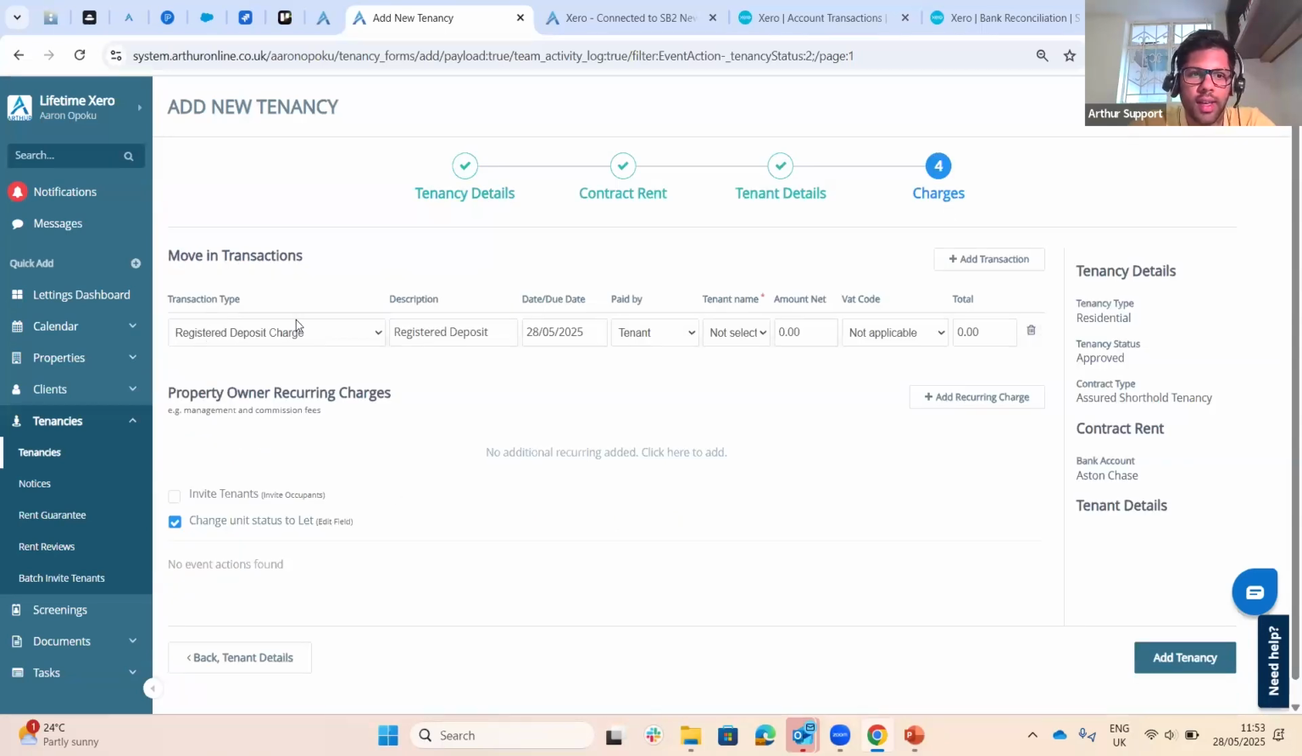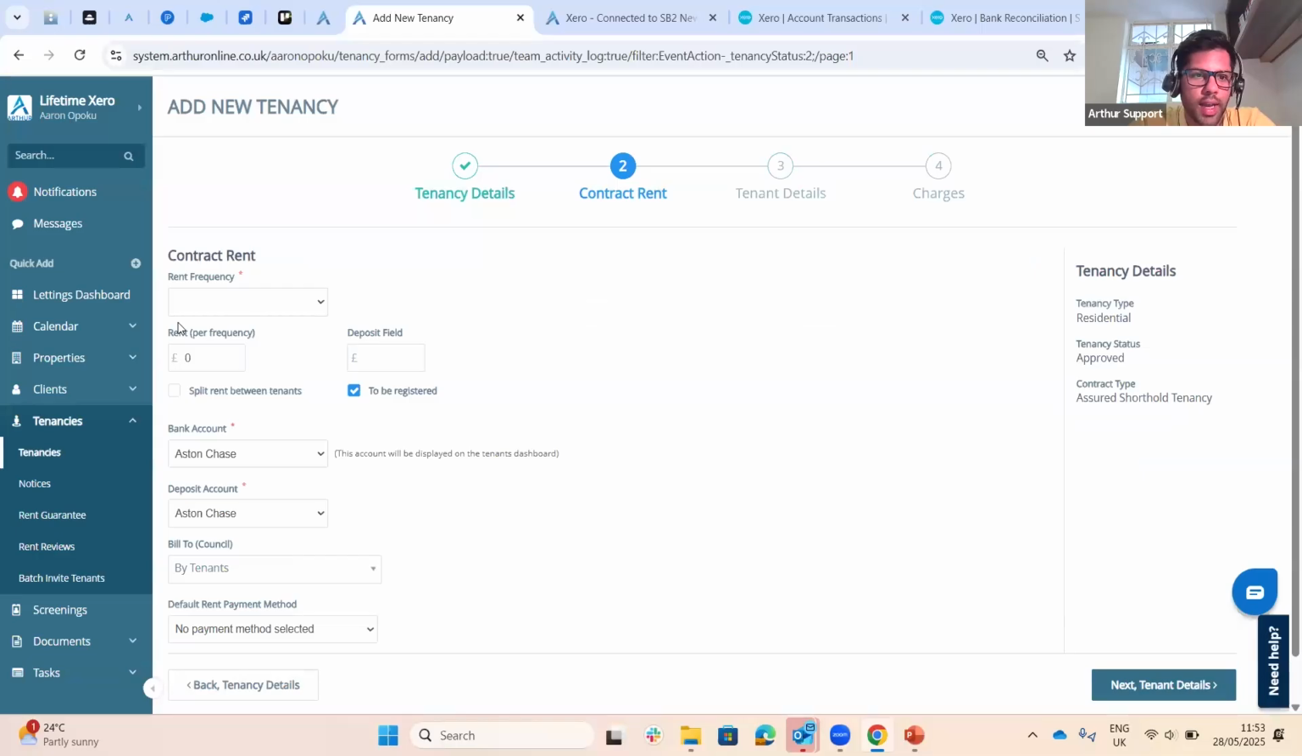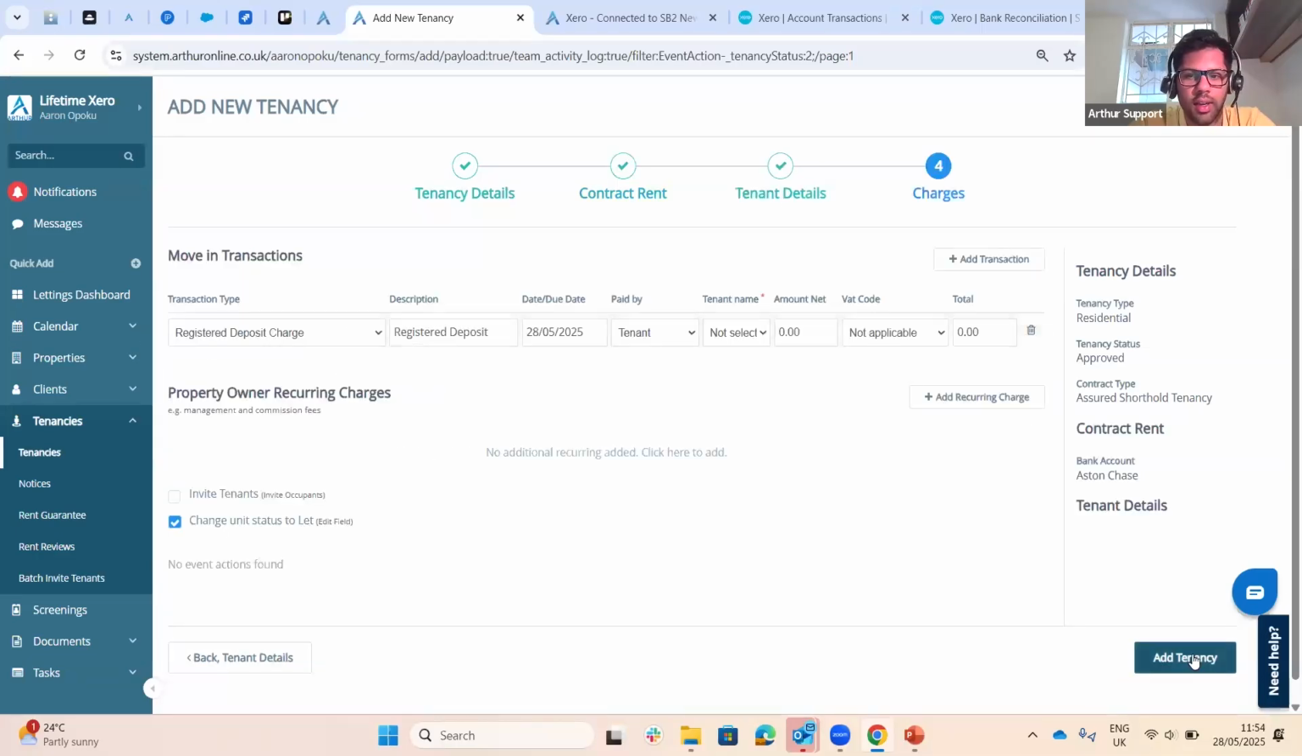As long as you have it in here, when you add the tenancy, you will see that deposit charge on the deposit statement. So just add in all the information in here and just make sure you have the deposit charge in here, and that will create the deposit charge for you.